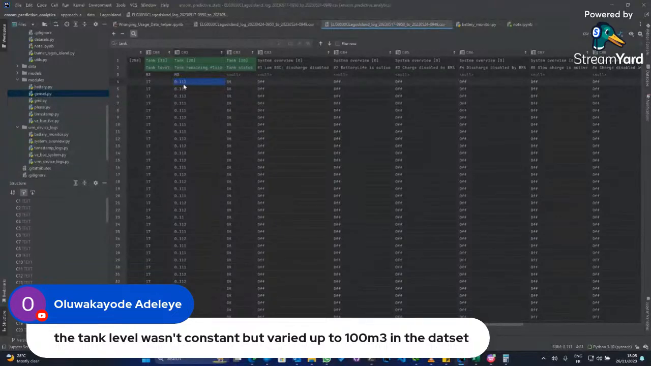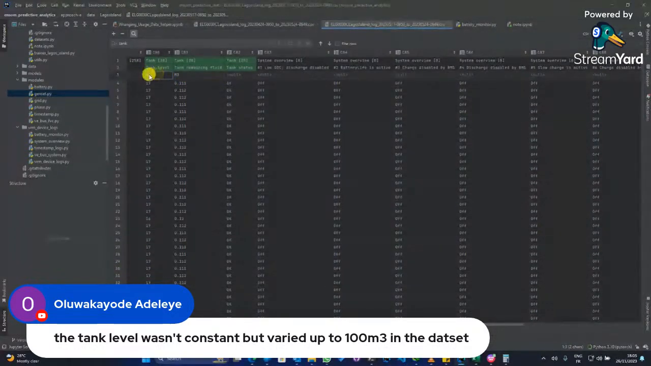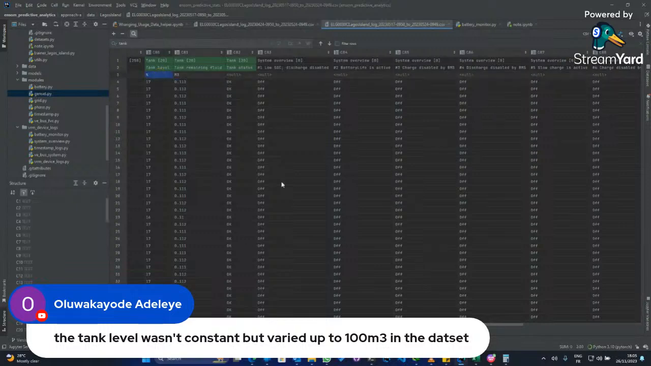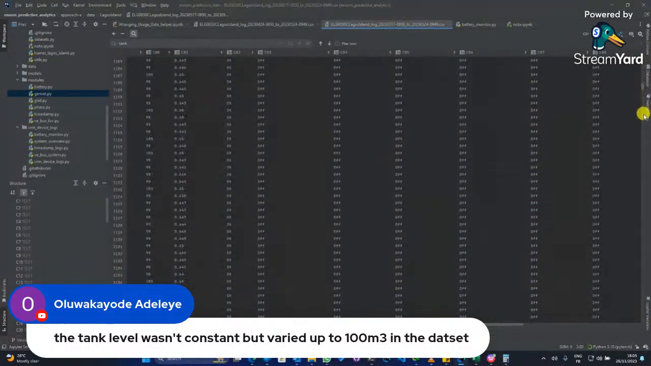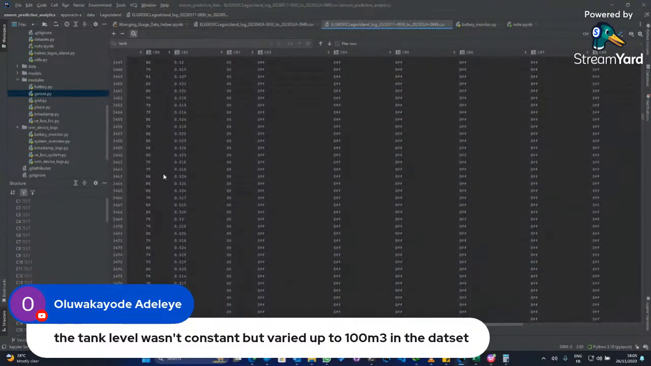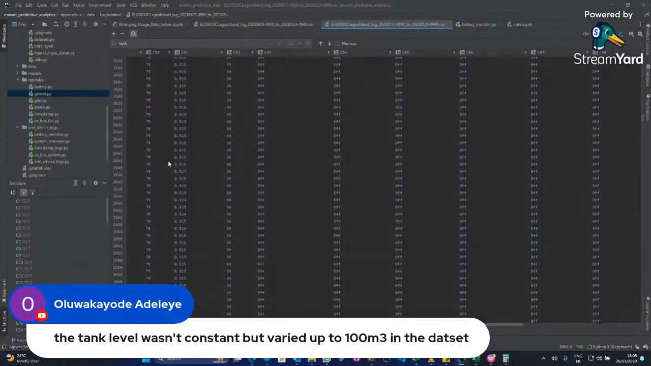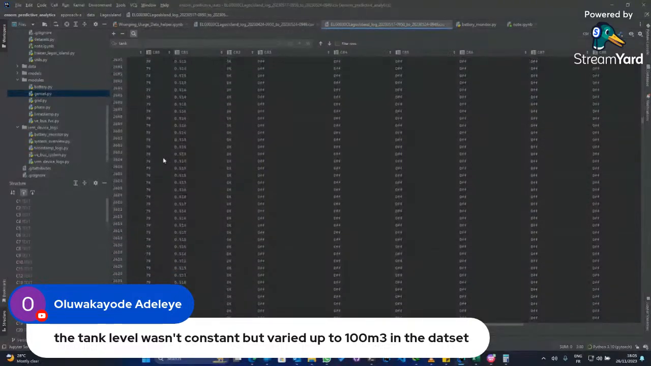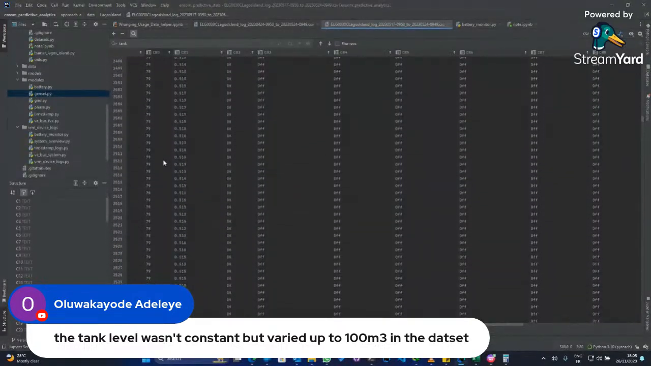So actually, the tank level is in terms of percentage, and the tank remaining fluid is in terms of meter cube. So this unit of measurement here is an error, it's a configuration error, because the actual unit of measurement is percentage. And this is why when the tank is at 100%, the tank remaining fluid is the maximum capacity.